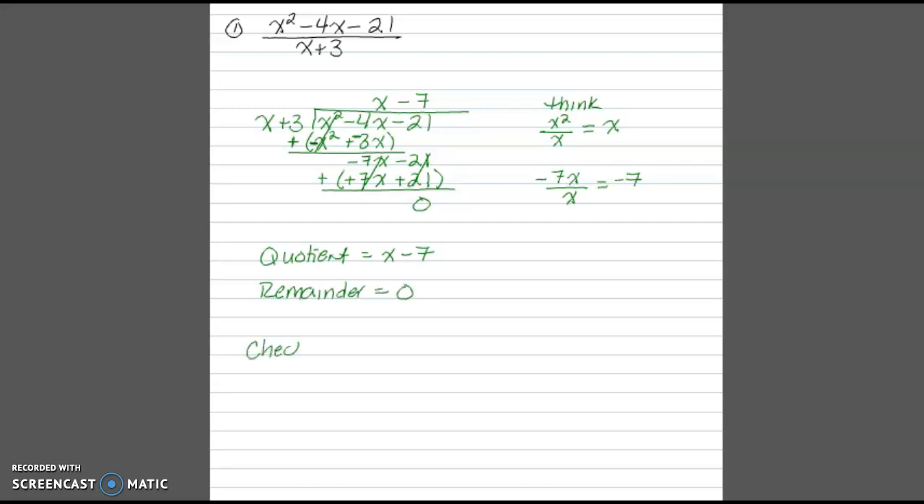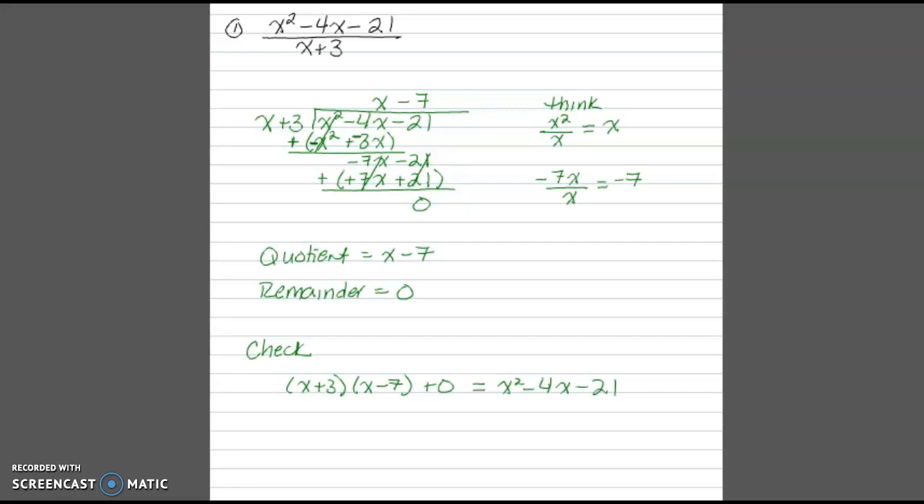Okay, let's move on. Oh, if we wanted to check, by the way, I'm going to leave the check to you, but if you wanted to check, you could check by multiplying. The quotient times the divisor plus the remainder should give you the original polynomial back, or the numerator of that expression. So you can check that and make sure that both sides of that statement are equal.